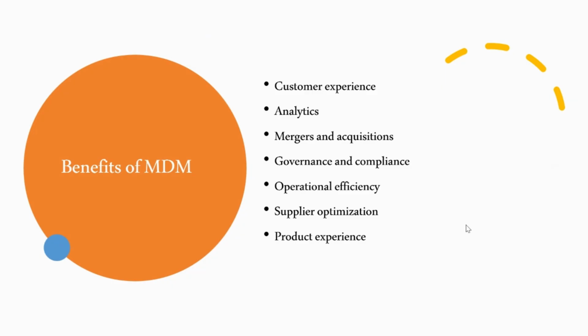Then analytics. Why analytics? If we have good data, a good master record, there will not be any duplicates and there will not be any incomplete data. Then the analysis or the reports we create out of that data will be of good quality, and we will get the right analysis and the right predictions out of that data. So it will always be used in analytics.